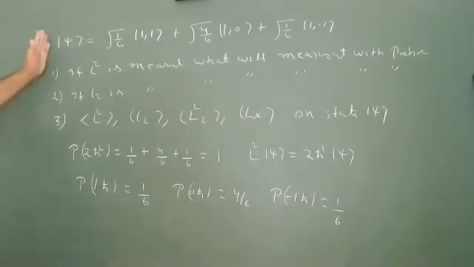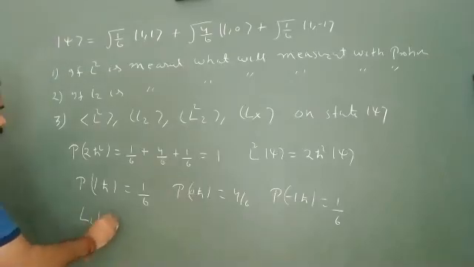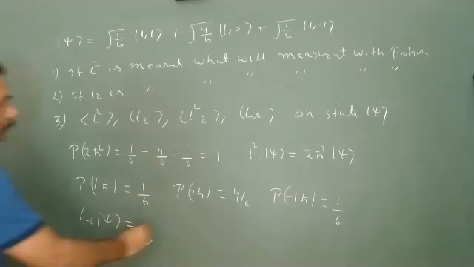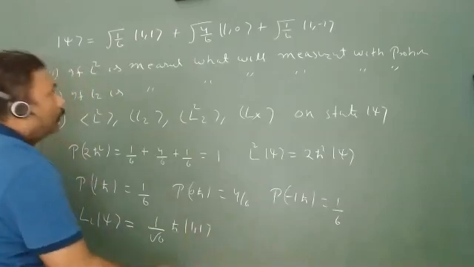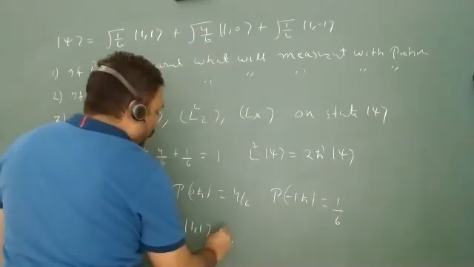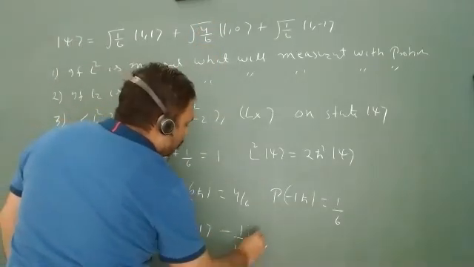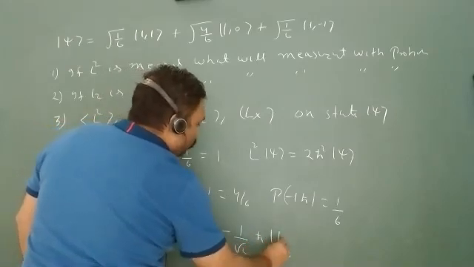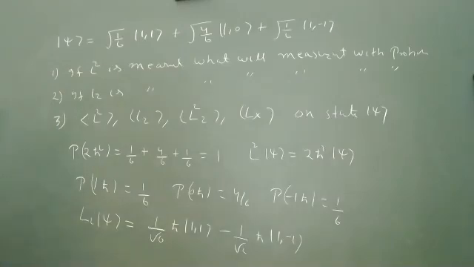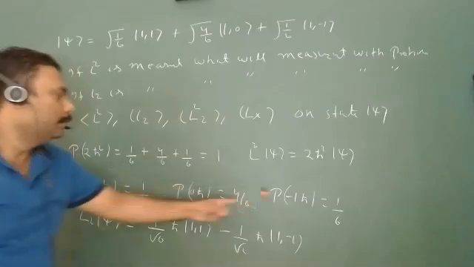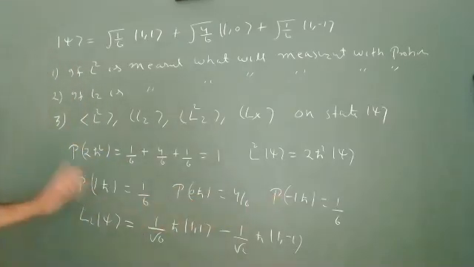If I operate Lz on psi, what will you get? You will get 1 by root 6 h cut |1 1>, this term will be 0, and you have minus 1 by root 6 h cut |1 minus 1>. So this is not the same function. If it is not the same function, you will have a different probability. Don't worry. So this is a wonderful story.